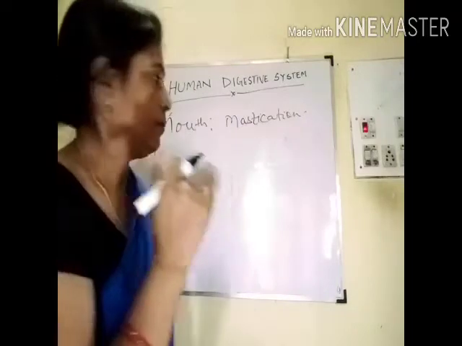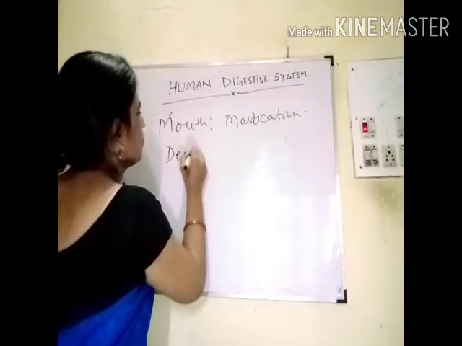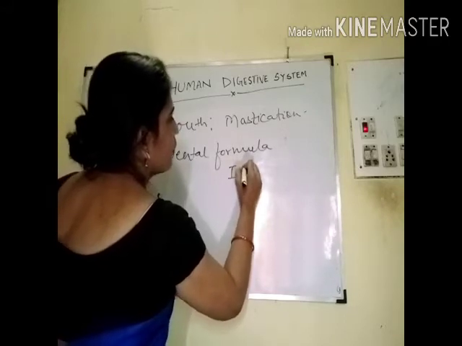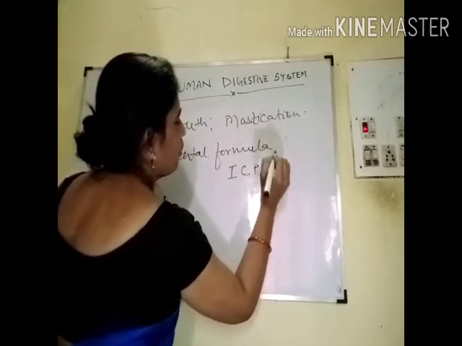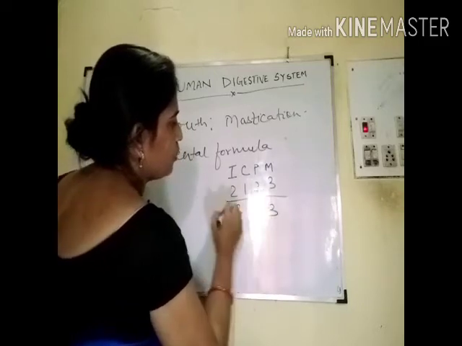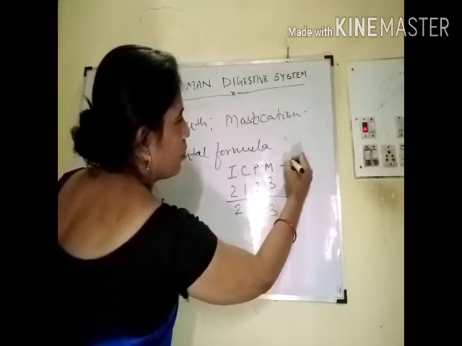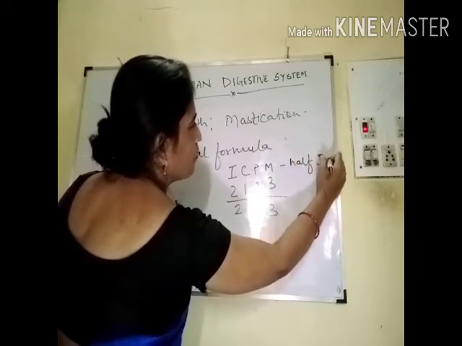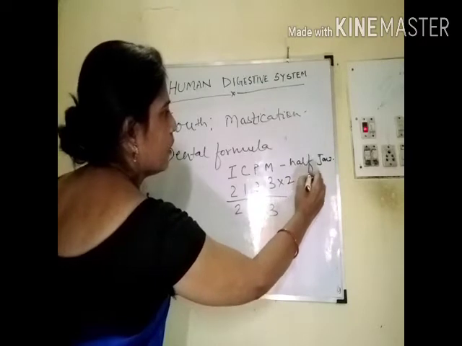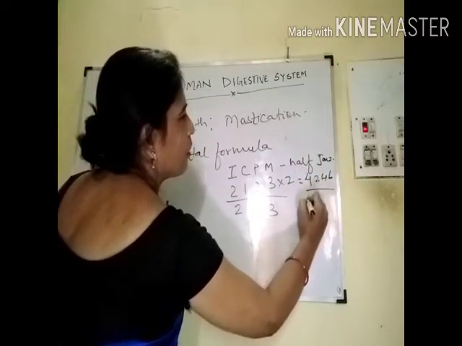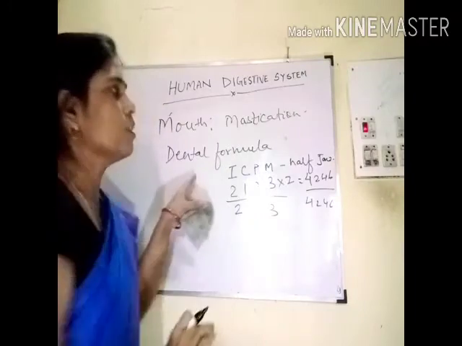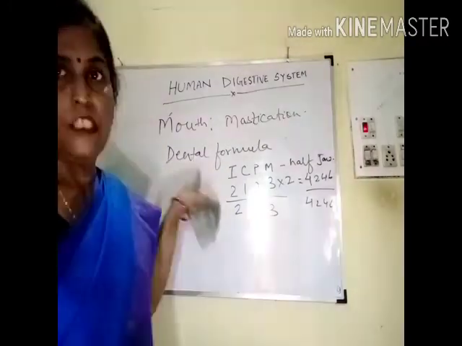For half jaw, dental formula, that is incisor, canine, premolar, molar, 2 1 2 3 by 2 1 2 3, that is for half jaw. Of the full jaw, 2 1 2 3 2 1 2 3, you can multiply it with 2, then we will get 4 2 4 6 by 4 2 4 6. So this is 16 16, 32. So this is the dental formula of teeth.